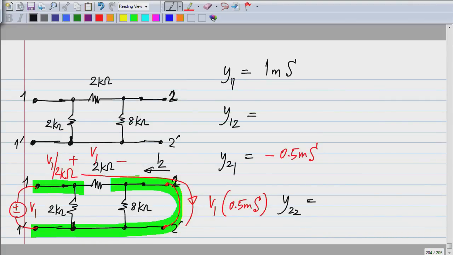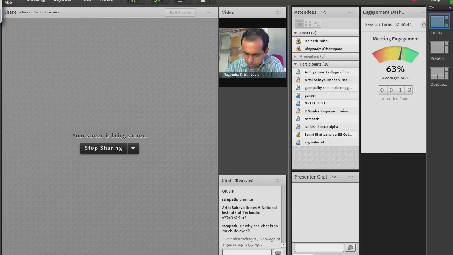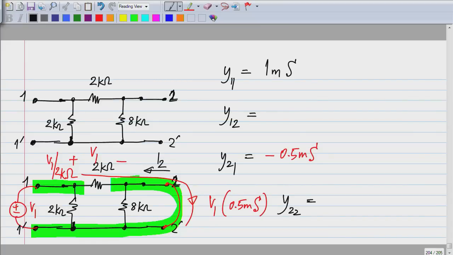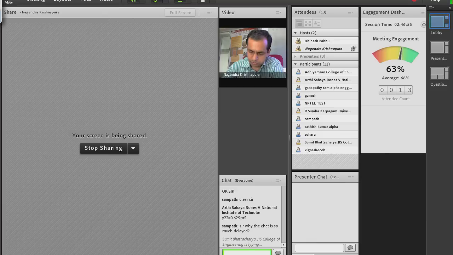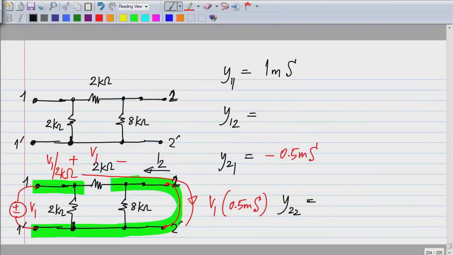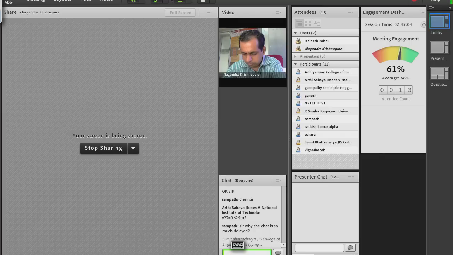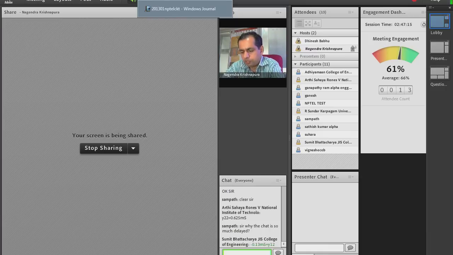Okay, Arti, you have got 0.625 millisiemens. Again, there is some calculation error. Please make sure that, sorry, with this one, this is Y22, okay? So yeah, Y22 is 0.625. Yeah, that's correct. So, that is the correct answer. What about the value of Y12? Sumit has got minus 0.13 millisiemens. This is not correct. Okay. Please check your answer.